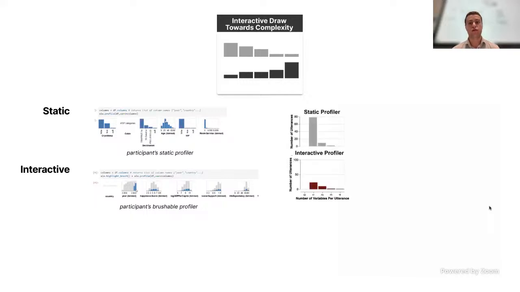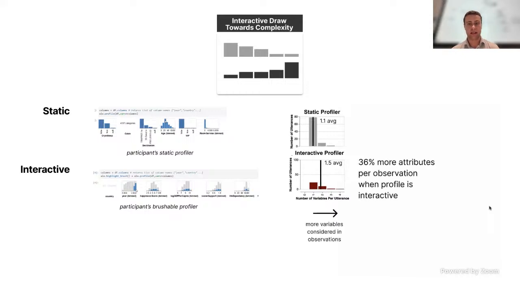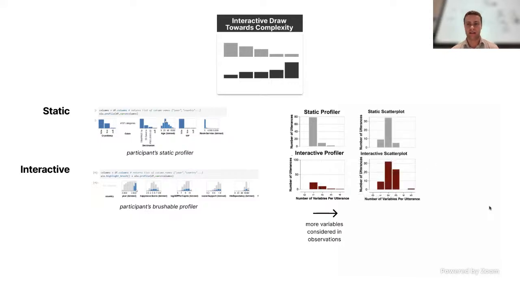Notably, we see a draw towards complexity, whereby when observations are made using an interactive profiler, these analysts tend to include more variables inside of what these observations are considering. In fact, it's 36% more attributes per observation given the interactive case. We find a similar behavior inside of scatter plots, whereby interactive scatter plots tend to draw analysts towards or are associated with more multivariate analyses. We note that this is something that we find across a wide variety of interaction techniques. People are even using tooltips, for example, to be able to mine what these other multivariate relationships are.